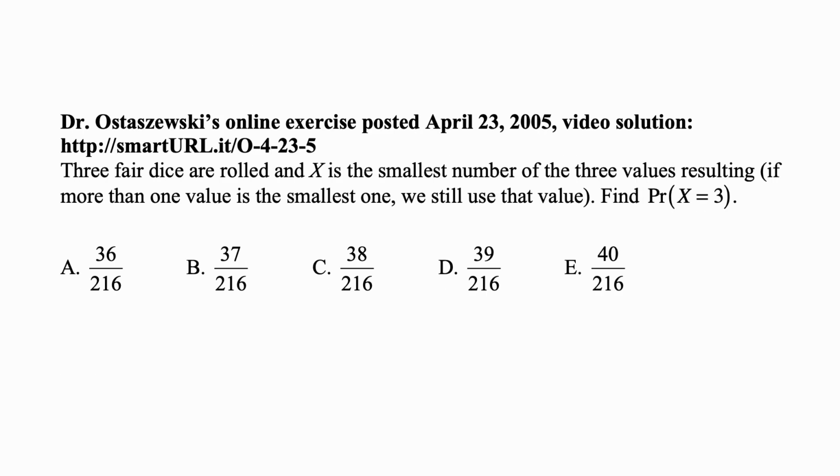Here's a problem for today. 3 fair dice are rolled and x is the smallest number of the 3 values resulting. If more than one value is the smallest one, we'll still use that value. Find the probability that x is equal to 3.